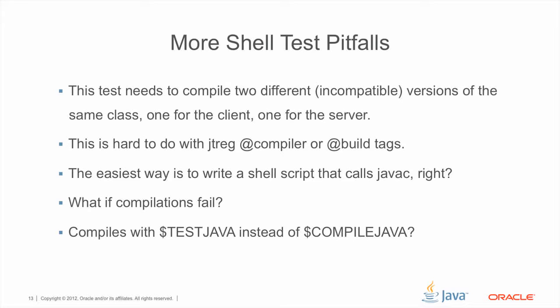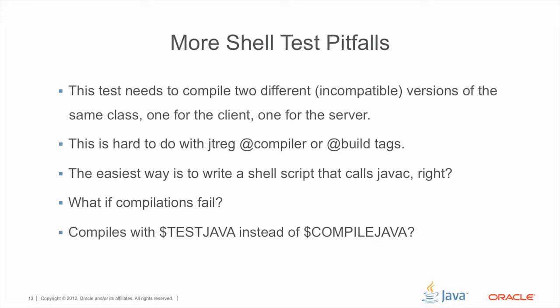That's really what the test is trying to test. It wants to put these different versions on, one on the client side and one on the server side. It's difficult to do this with JTREG compile or build tags, because those basically really want to compile something only once. It's very difficult to have 2 separate versions. So instead, the author of this test decided, okay, well, since we can't use JTREG build tags to do that, then what we should do is invoke the compiler explicitly using a shell script and have the compiler run javac and compile those classes for me.